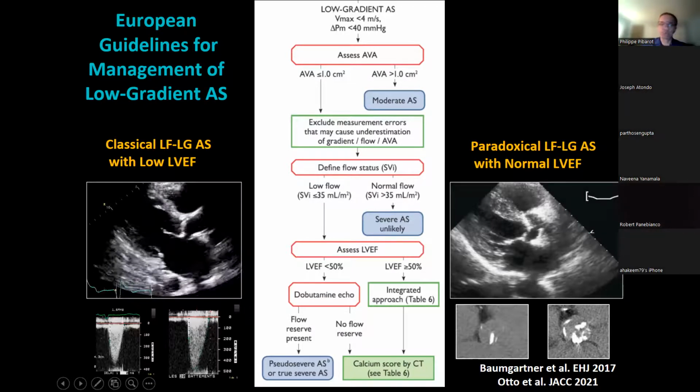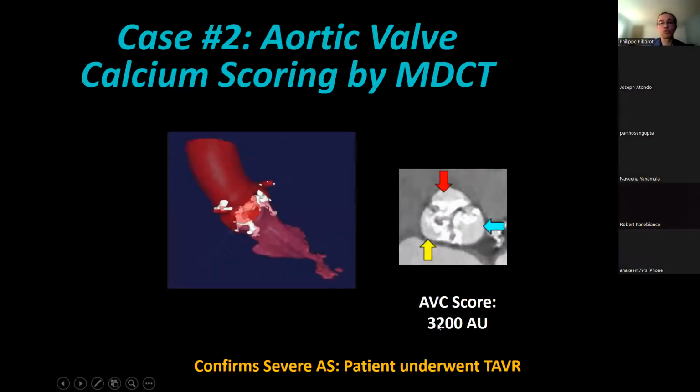true severe AS. Okay. On the other end, if you have this preserved EF but with low flow, so the paradoxical low flow, then dobutamine stress echo is not the ideal test, and the guidelines recommend an integrated multi-parameter approach, but that is essentially based on the calcium scoring by a non-contrast CT. It's a very easy and fast exam to perform, low radiation exposure, so I think we should not hesitate in this patient to corroborate the stenosis severity by calcium scoring.